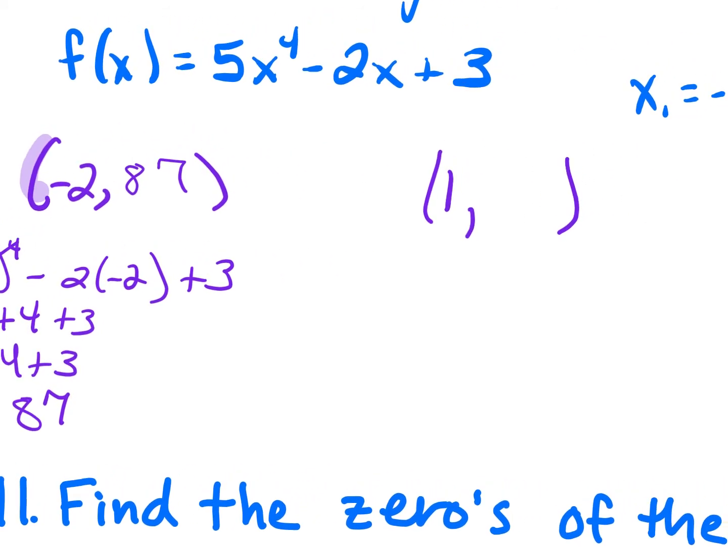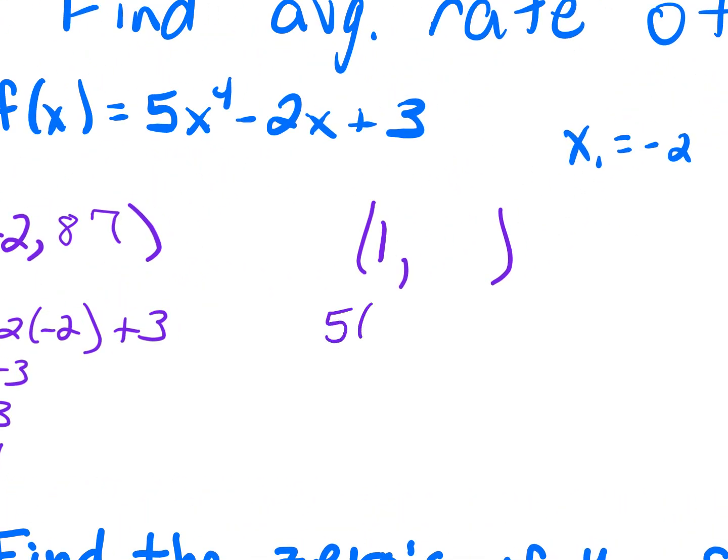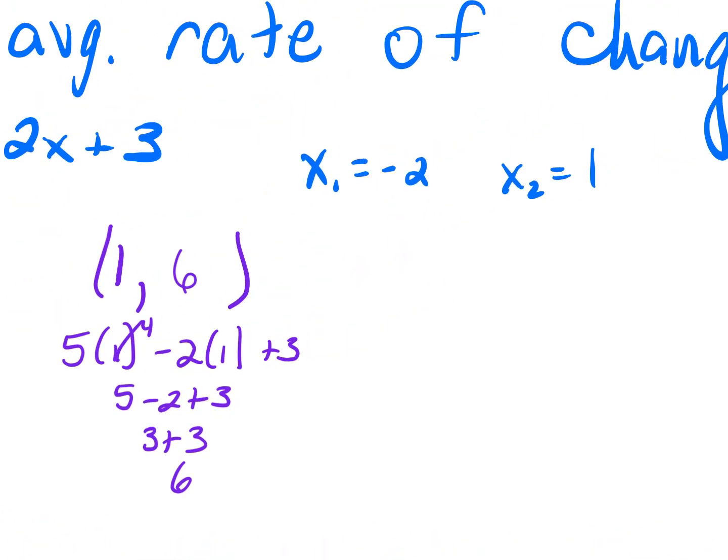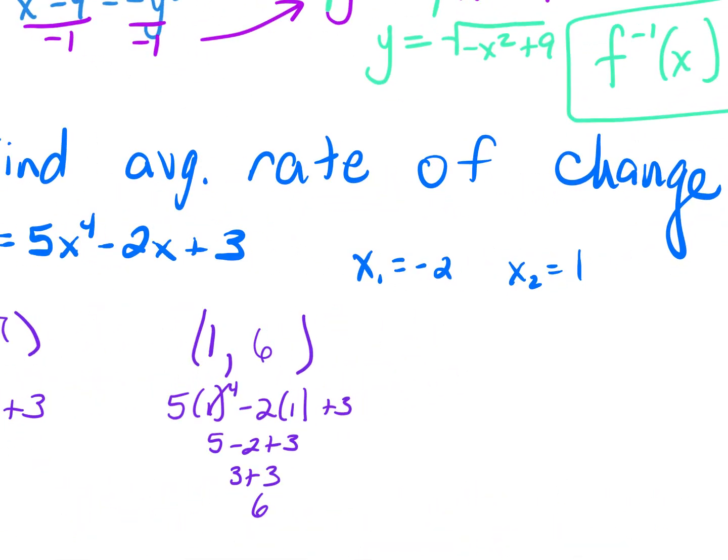All right, so scoot on over here. We're going to evaluate that same function, but now with +1. So what is 1 to the 4th power? Times 5. Good. -2 plus 3. What is 5 minus 2? 3. And 3 plus 3 is? 6. There you go. So the 2 points that I'm finding out the average rate of change between are -2 and 87 and 1, 6.